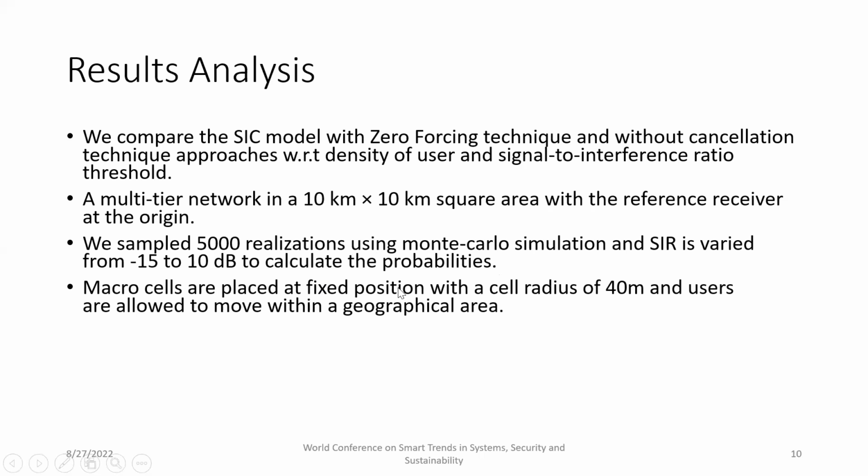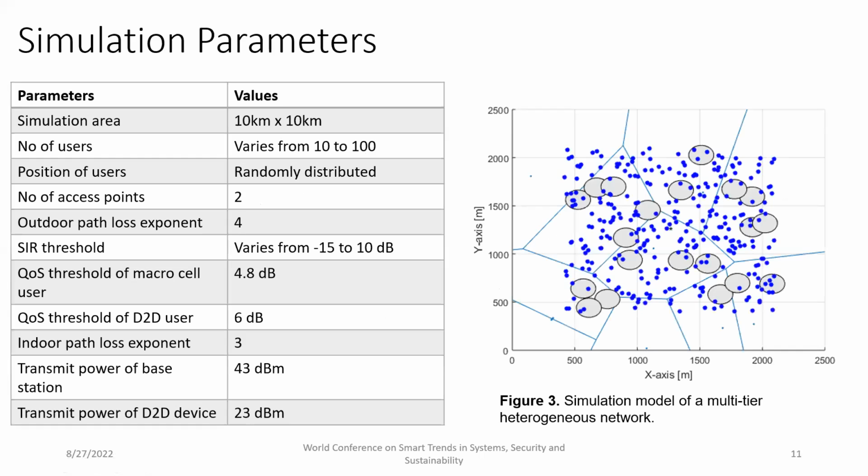Microcells are placed at fixed positions with a cell radius of 40 meters, and users are allowed to move within a geographical area. These are the parameters which I have used in the simulation, and the figure on the right shows the model in MATLAB, where the users are randomly distributed, the macro cells are randomly distributed within a geographical area and are free to move from one point to another. And in the center, we have placed a base station.